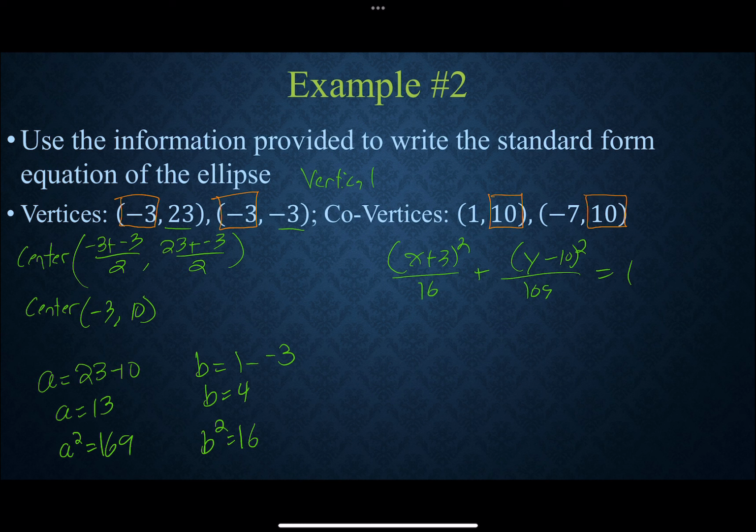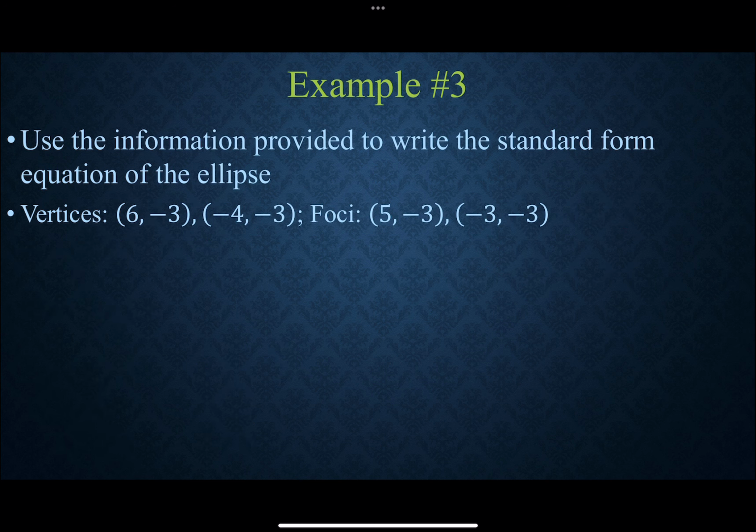All right, so that's your horizontal versus vertical for the vertices and co-vertices. Here we have vertices and foci. So this gives us the same kind of stuff. We can find the value of a from the vertices, we can find the center from the midpoint of the vertices, and we can find the value of c from the foci, and then we'll have to use a and c to find b to figure out the equation of our ellipse. Once again, we notice that the x values are changing, so this is going to be a horizontal ellipse.